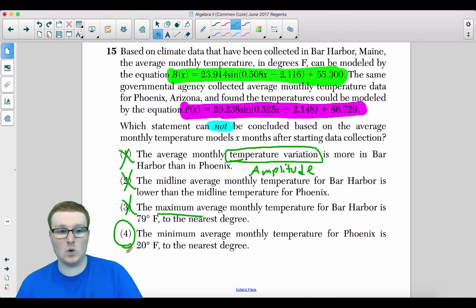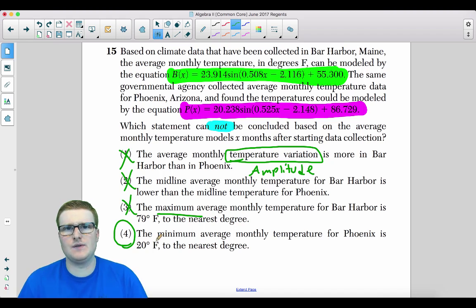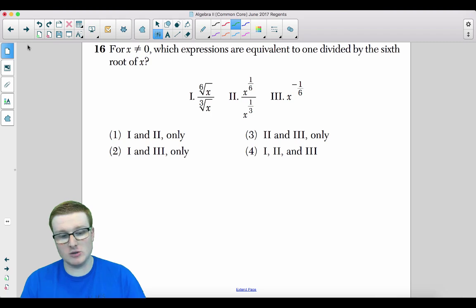The chances of it being 20 degrees Fahrenheit in Arizona is very rare. I'm just pointing it out there. It could snow in the desert, but it's just rare to have 20 degrees Fahrenheit.